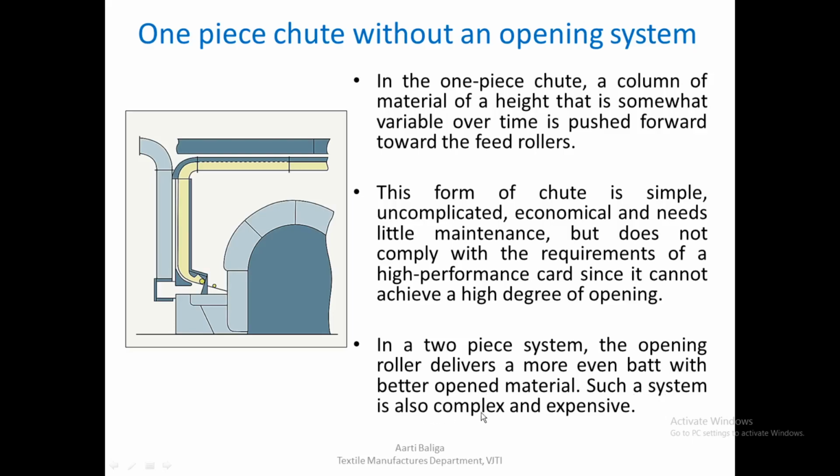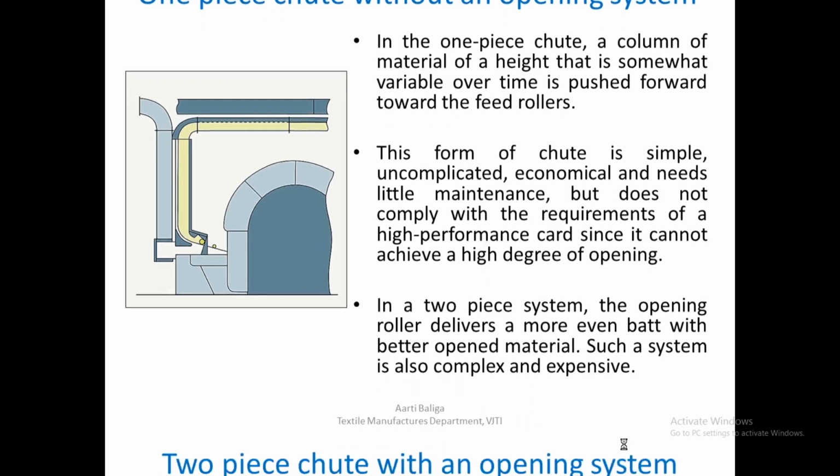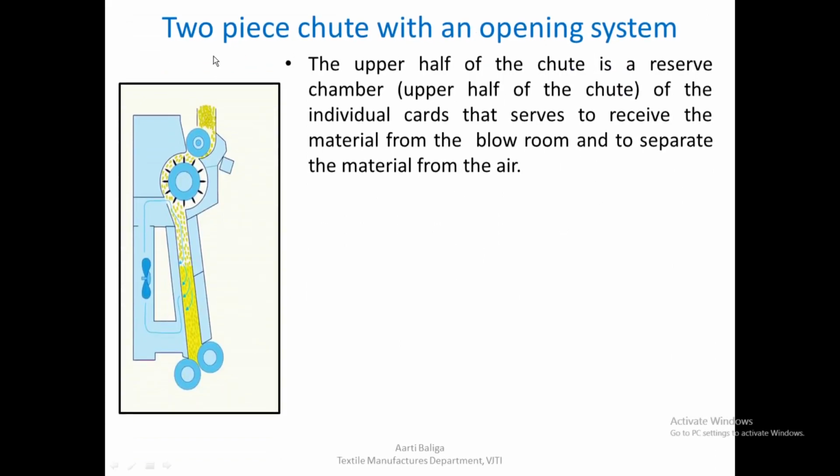Such a system is also complex as well as expensive. Whereas a one piece system or chute is very economical and uncomplicated, on the other hand, a two piece system would definitely deliver a better sheet, a more even sheet to the card, but at the same time, it will also be complex as well as expensive. So, let us look at the two piece chute with an opening system.